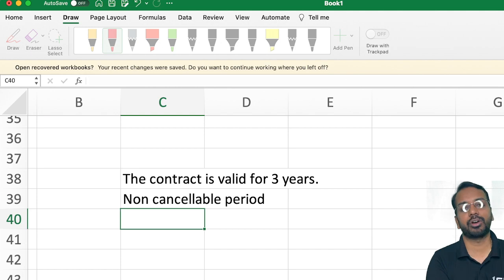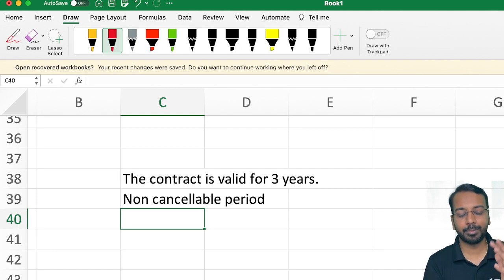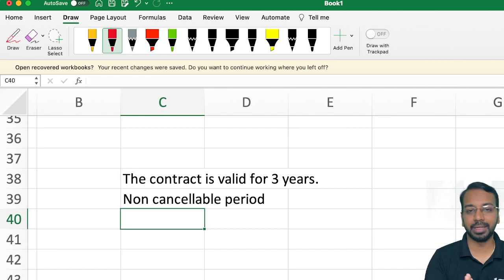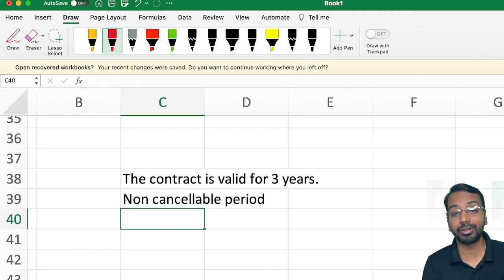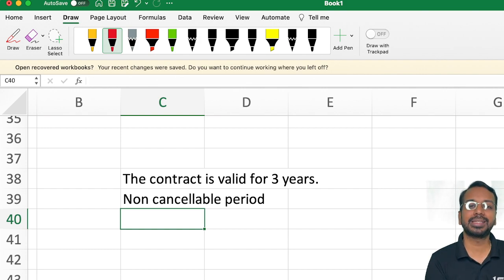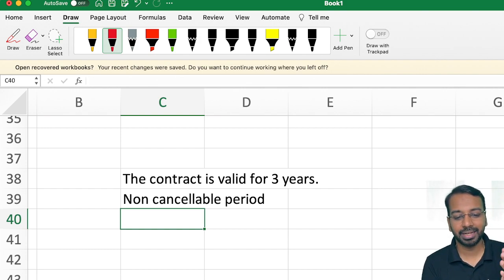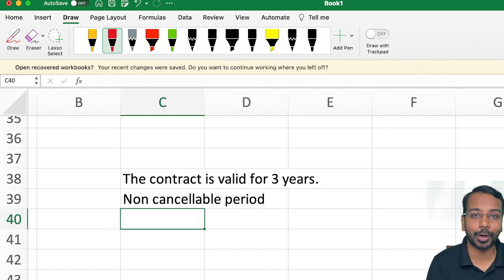So what is the meaning of non-cancelable period? Non-cancelable period means that in that period, the lessor and the lessee, both these parties, will not be able to cancel the lease, or get out of the contract. So what happens if they come out of the contract? There will be significant penalties if they come out of the contract during the non-cancelable period.